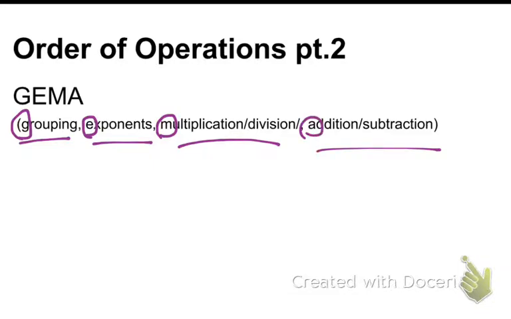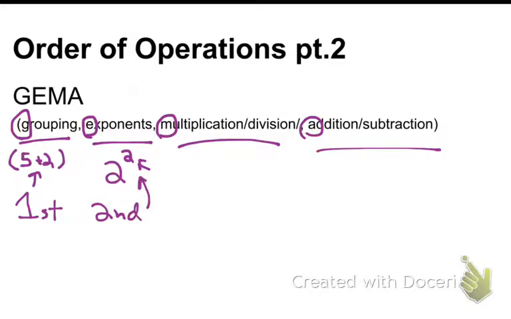Both of them basically tell us that first we handle things inside parentheses first. So if there is a 5 plus 2 in parentheses, that gets done first. Then exponents. If anything has an exponent like squared or cubed or to the 4th power, to the 6th power, to the 88th power, we do exponents second.